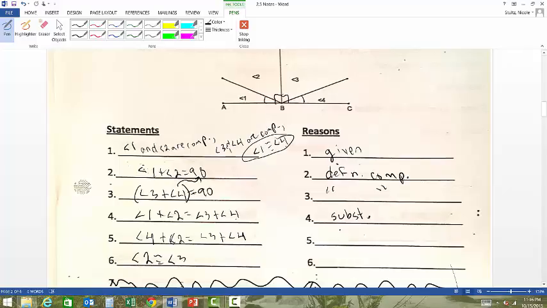Again, that was substitution, so I'm actually going to put quotations. Same reason as directly above. And by doing that, I now have angle 4 on both sides of the equals, and I'm allowed to subtract off from both sides so that it ends up becoming 0, it goes away. So our last step is going to be the subtraction property.